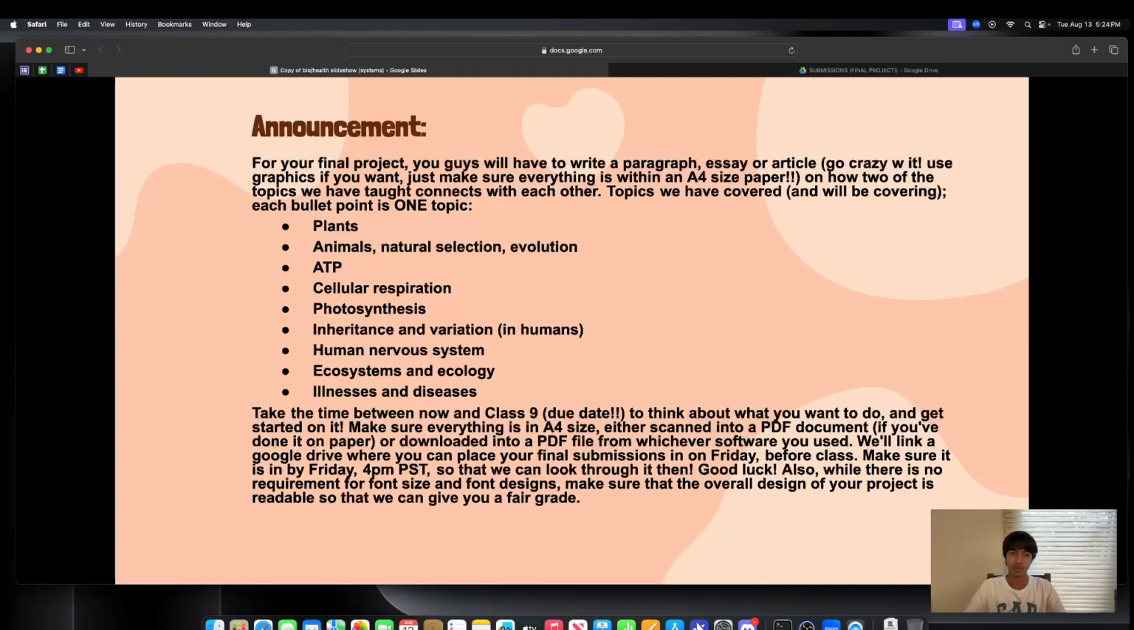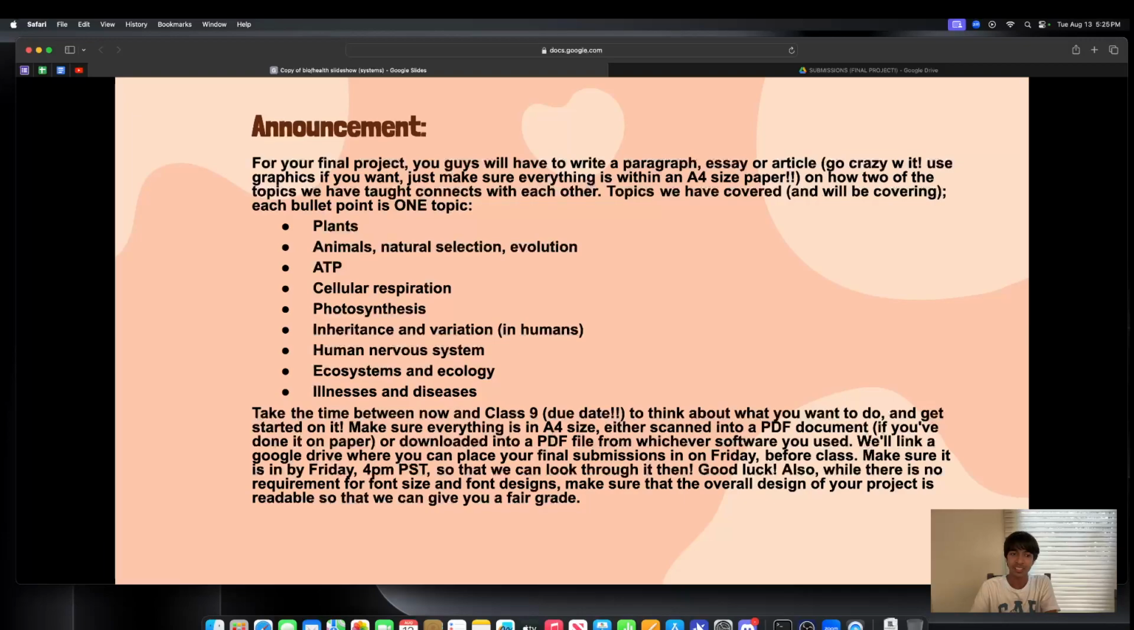So take the time between now and class 9, which is the due date, to think about what you want to do and get started on it. Make sure everything is in A4 size, or scanned into a PDF document if you've done it on paper, or downloaded into a PDF file from whichever software you used. No rush, because class 9 is still 2 classes away and you'll still be learning more in class 8 and 9. We'll link a Google Drive where you can place your final submissions on Friday before class. Make sure it is in by Friday 4 p.m. PST, or just do it by class 9 so that we can look it through, right? So good luck.